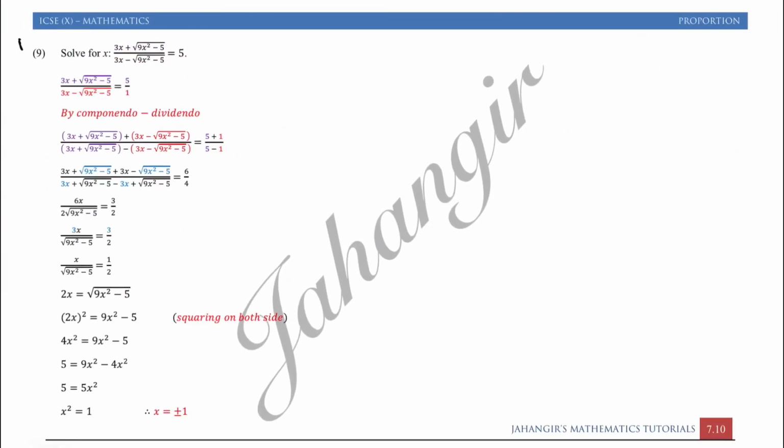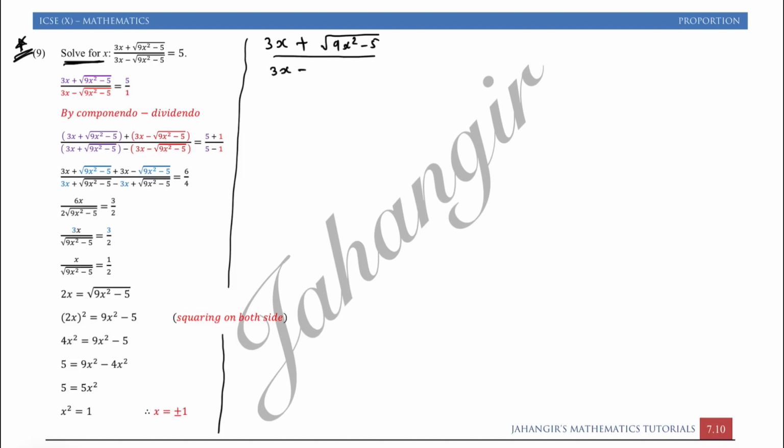Now this is an important question. The next 3 to 4 sums are related to this pattern. Just listen to this question properly and do the next question by yourself and then go through the videos. We have to solve for x, which means here we have to find the value of x. Given is (3x plus root of 9x square minus 5) upon (3x minus root of 9x square minus 5) is equal to 5 upon 1.